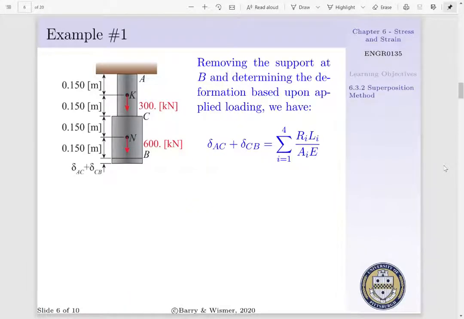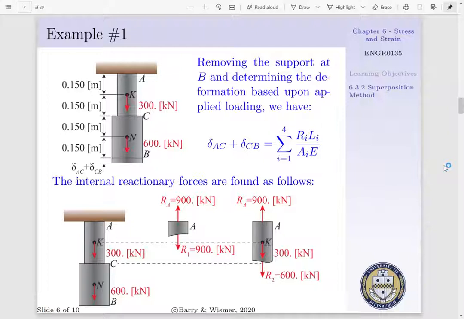Now, for us to begin, we will remove our support at B and determine the deformation based upon our applied load. That is, we can say the deformation of member AC plus the deformation of member CB would be equal to the sum, i equal to 1 to 4, of R sub i times L sub i per A sub i times E. Now we note that there are 4 unique deformations we have to calculate, for the internal reactionary forces in member AK, KC, CN, and NB will differ, as well as their cross-sectional areas between member AC and CB.